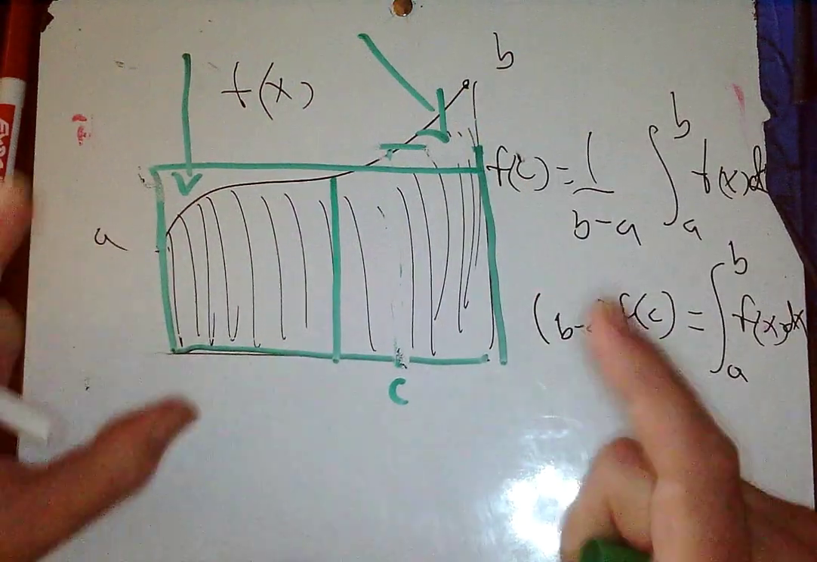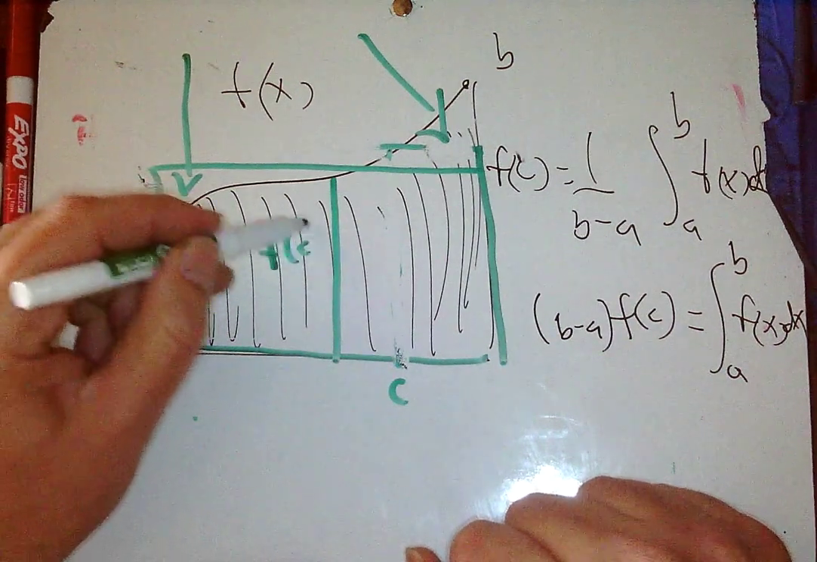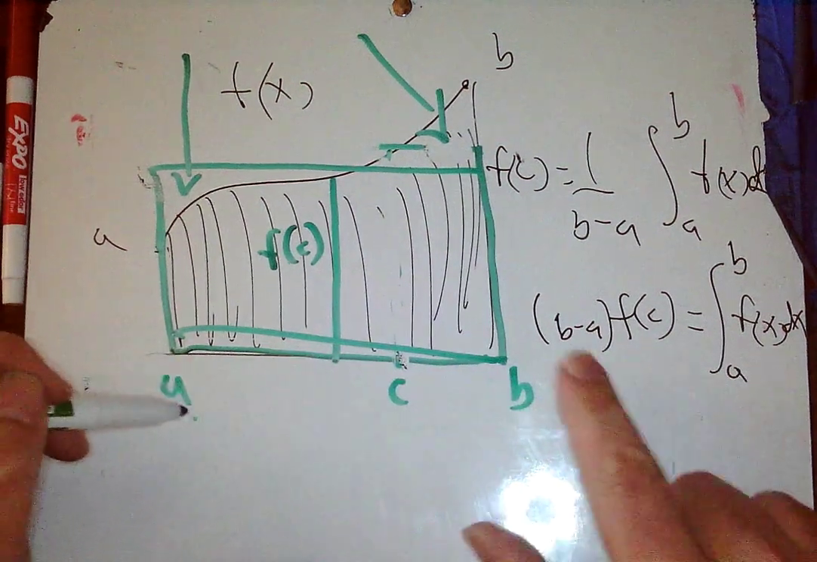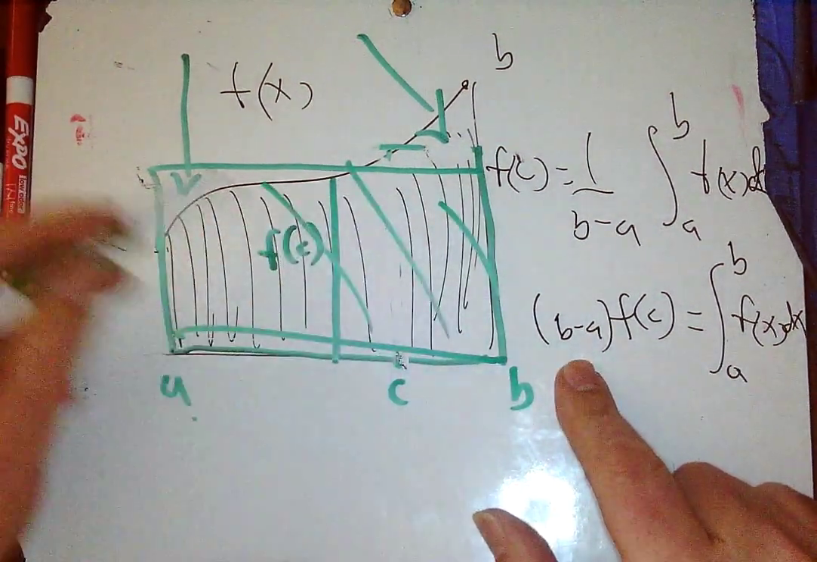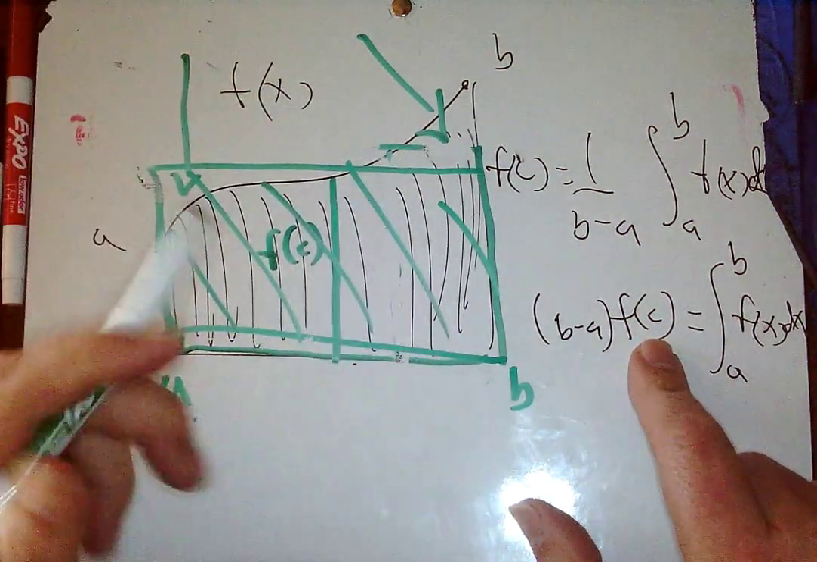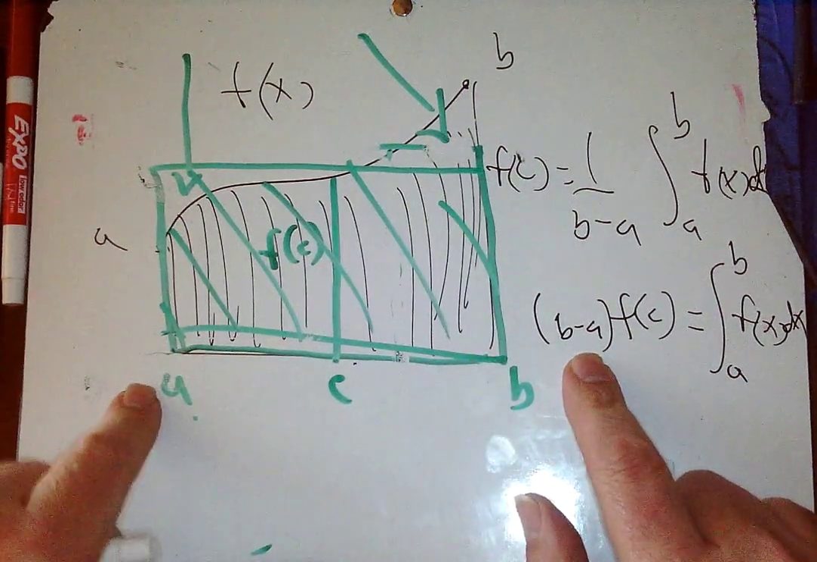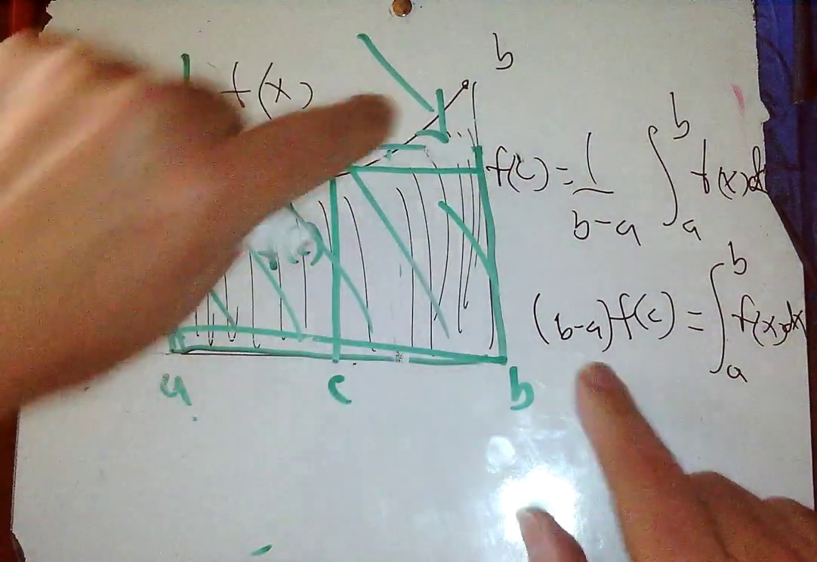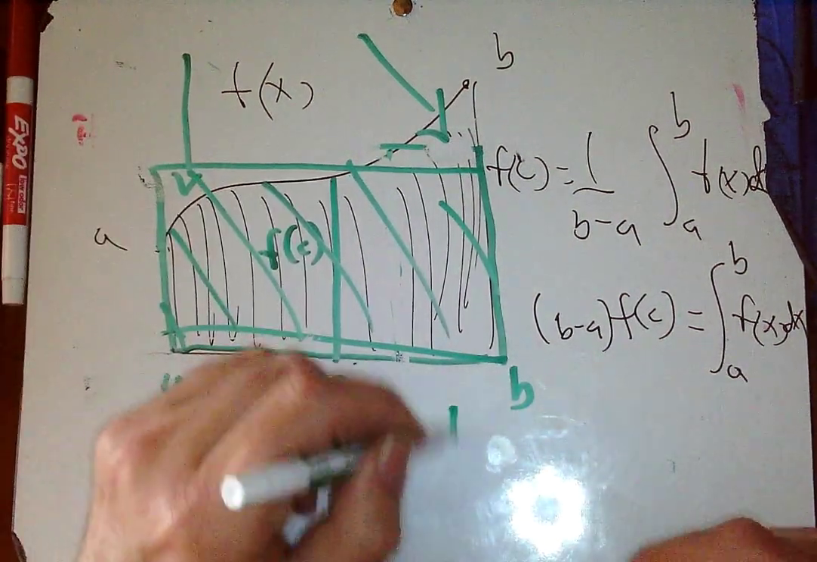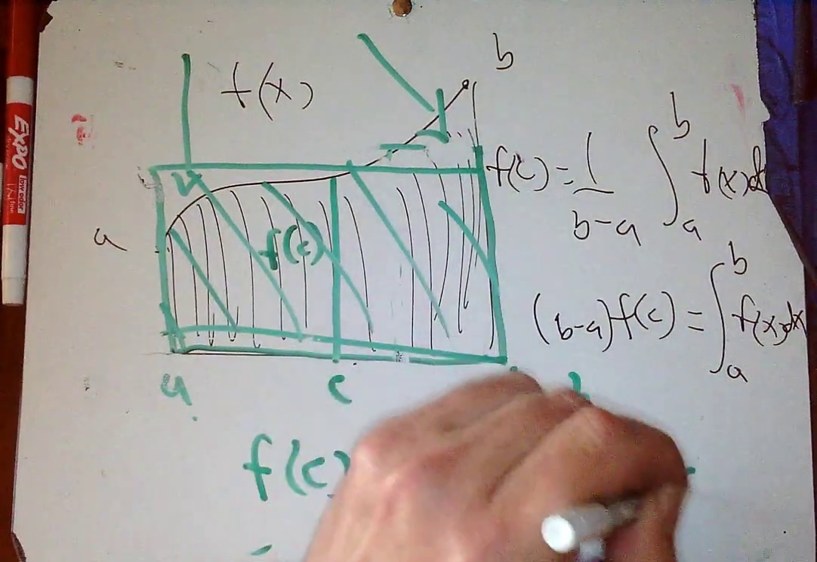So that I can now say, yeah, this height is the function value at c, and this length is b minus a, and so the area of that rectangle becomes that height at x equals c times that width, b minus a. So that area is the same. Now let's walk it back. f of c is 1 over b minus a, integral a to b, f of x dx.